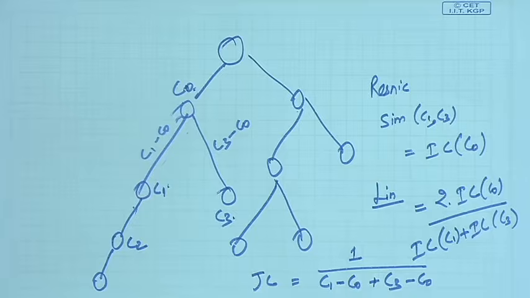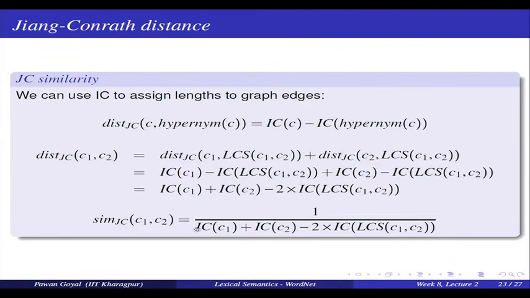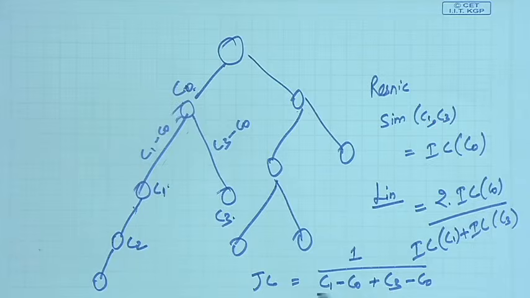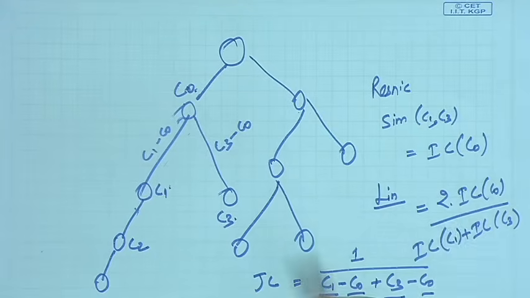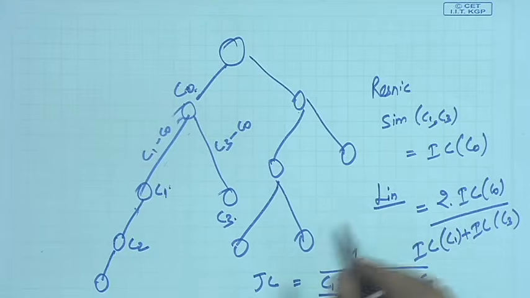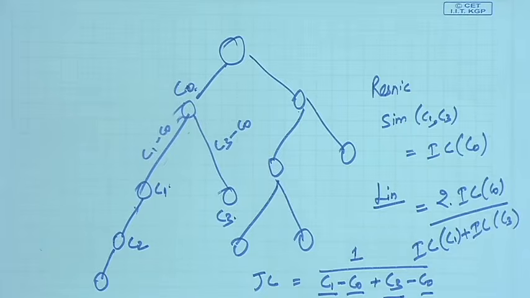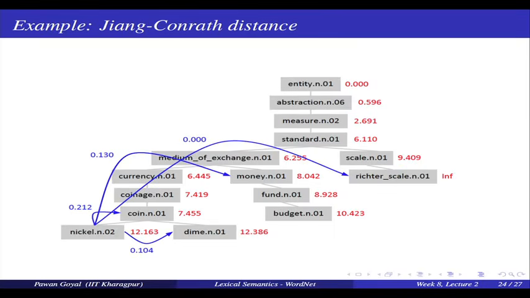Okay, and that's what is written here: information content of C1 plus information content of C3 minus 2 times the information content of the LCS of the two, and that's what you can see here. IC of C1, IC of C3 minus 2 times IC of their LCS. So, I hope by this example you understand the difference between Resnik similarity, Lin similarity, and JC similarity. And among these, Lin similarity is very popular. Okay, so I hope it is clear how you apply these 3 different similarity measures.